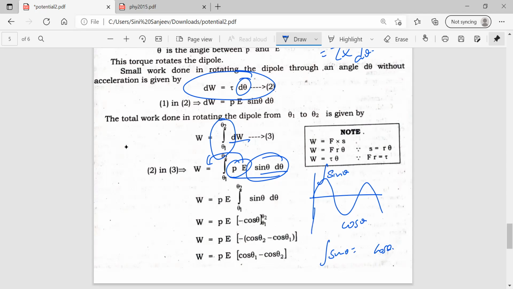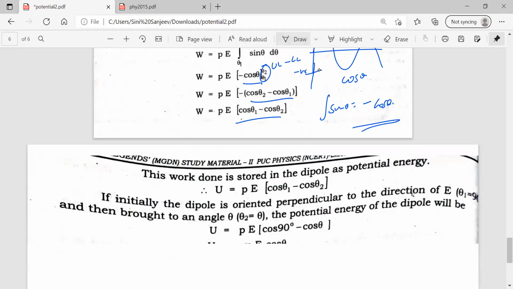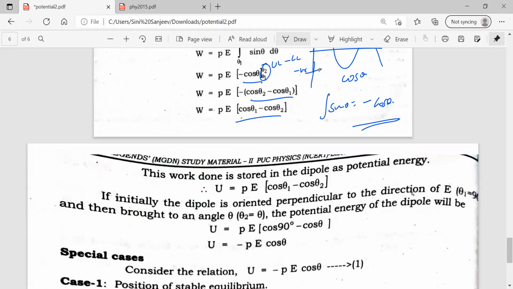But cos theta is on the negative y-axis, so I'm putting negative cos theta. That is our formula for the integration of sine theta: minus cos theta. Then you put theta 2 minus theta 1, upper limit minus lower limit. So we'll get P E into cos theta 1 minus cos theta 2. That is my basic potential energy.